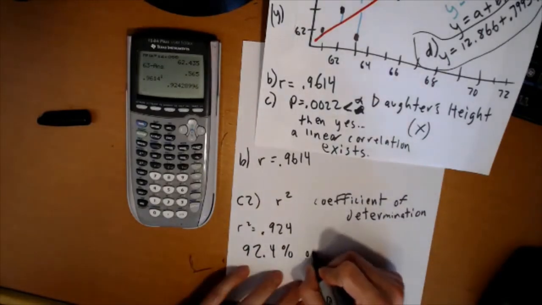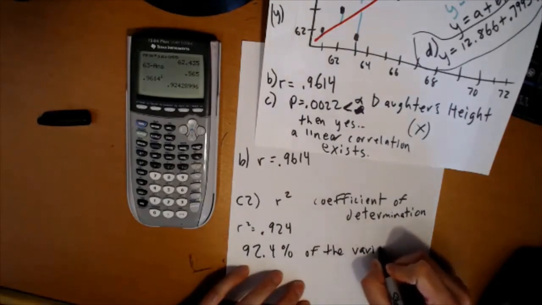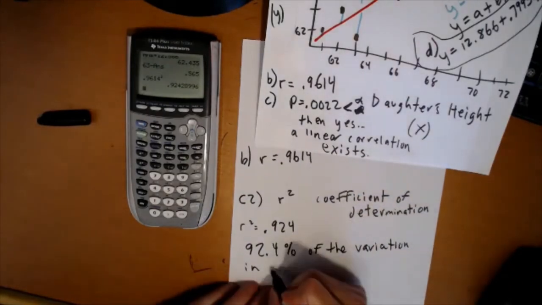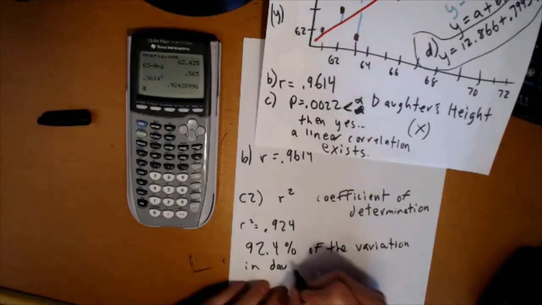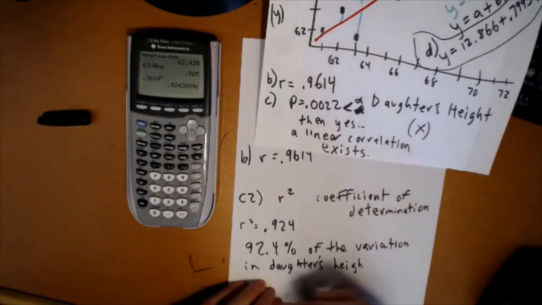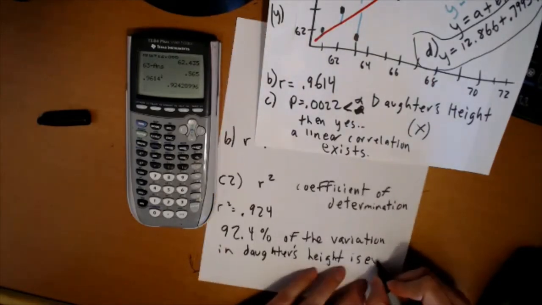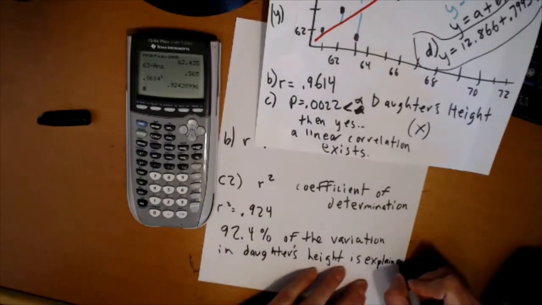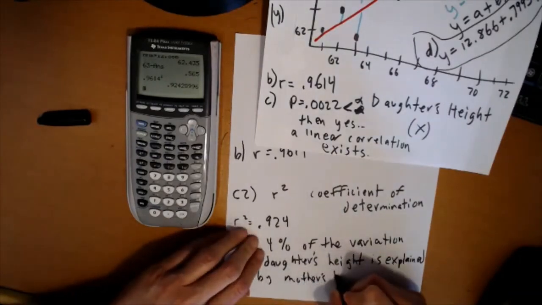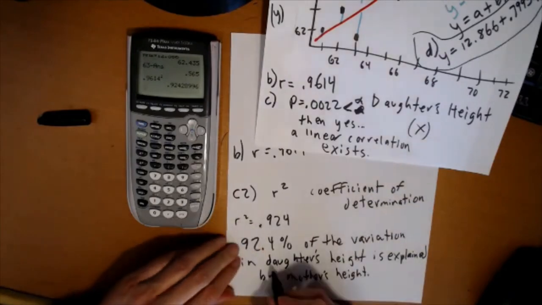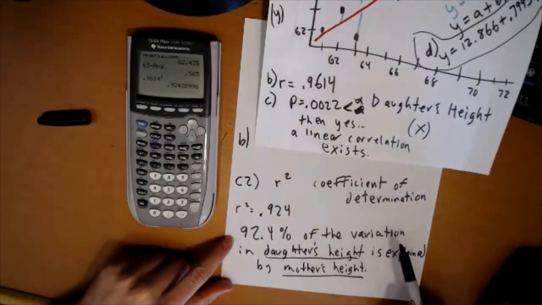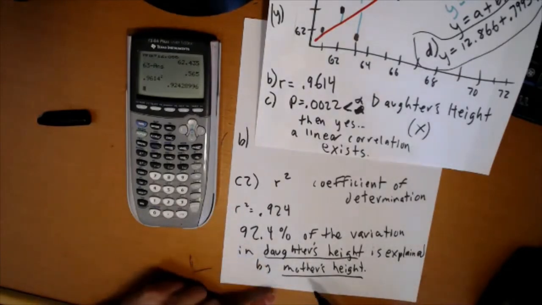92.4% of the variation in the y, the daughter's height, our response variable in daughter's height, is explained by mother's height. So R squared is just the percentage of the variation in y that is explained by x.